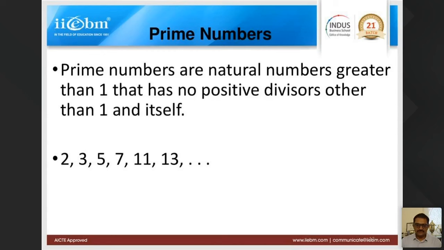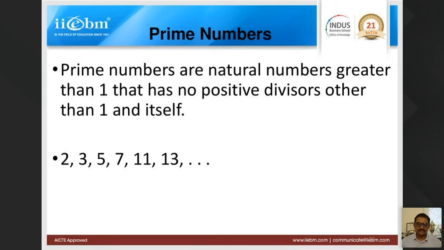So 2 is a prime number. So what is 2? 2 is a natural number greater than 1, obviously, that has no positive divisors other than 1 and the number itself. So 2 can be divided by 2 and 1 only.